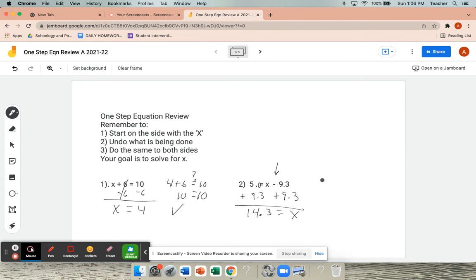If I want to check my work, does 5 equal 14.3 minus 9.3? So I'm going to go up here and just do 14.3 minus 9.3. And I always line up the decimals when you add or subtract. 3 minus 3 is 0, and 14 minus 9 is 5. So yes, it works.